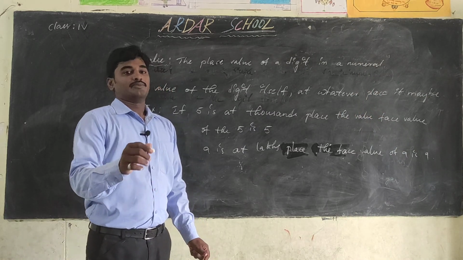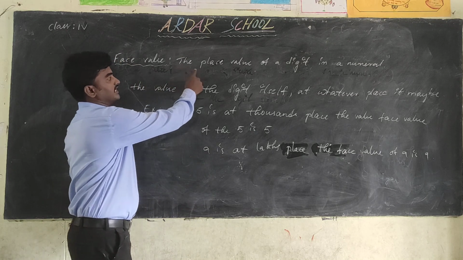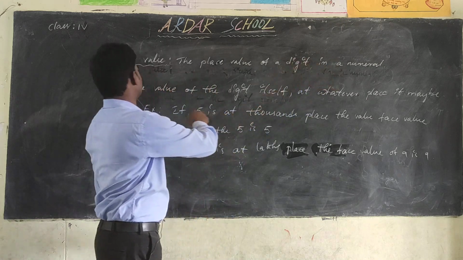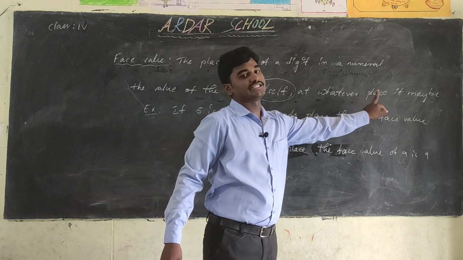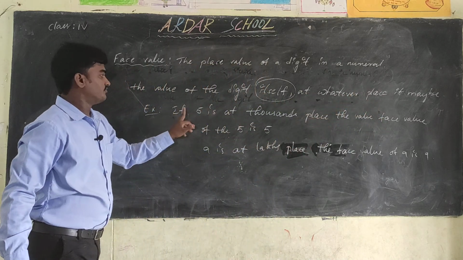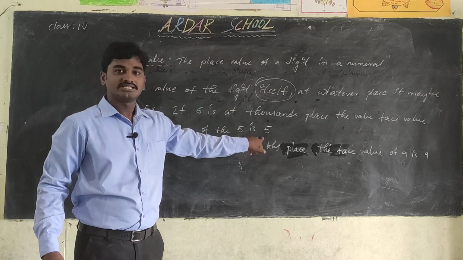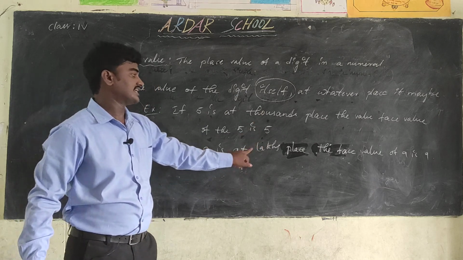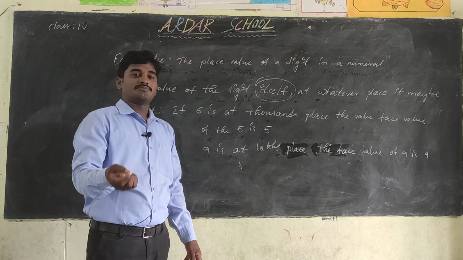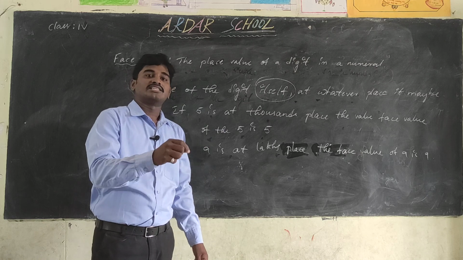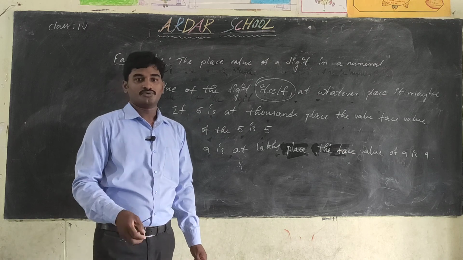Once again, I am going to repeat the definition of face value for you, children. The face value of a digit in a numeral is the value of the digit itself at whatever place it may be. It means if 5 is at thousands place, the face value of 5 is 5, as well as if 9 is at lakhs place, the face value of 9 is 9. Take another example, 4. If 4 is in crores place, the face value of 4 is 4. So this is the face value.